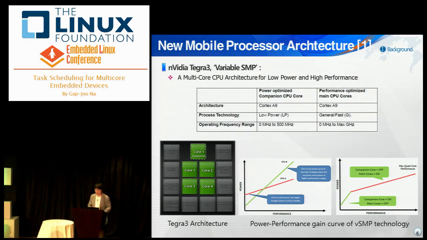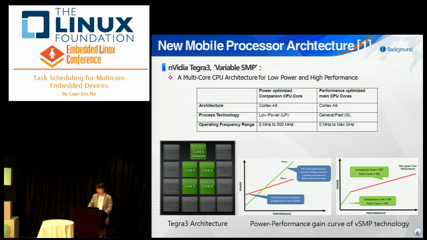This is a new multi-core processor architecture called Tegra 3, made by NVIDIA. The new feature of this architecture is that it has four Cortex-A9 cores and one more core, designed with the same Cortex-A9 architecture, but its frequency is limited to 500 megahertz, the so-called companion CPU core. That is, Tegra 3 has high performance quad cores and a low power additional core. So what is the advantage of this architecture? With this architecture, Tegra 3 can reduce power consumption much more.